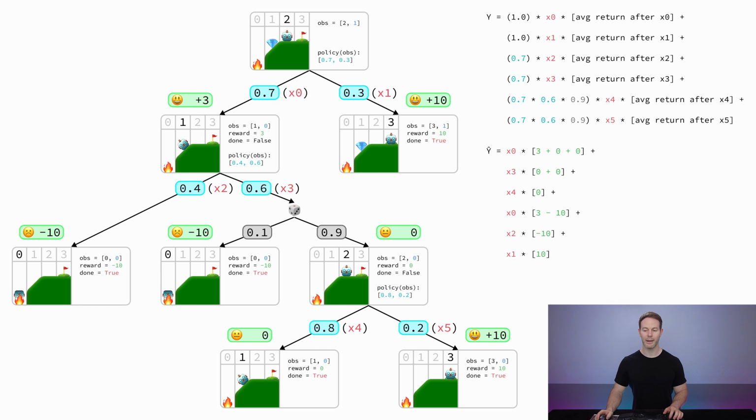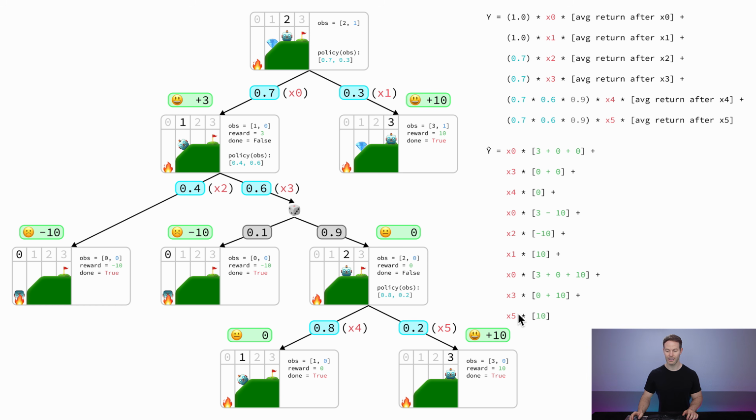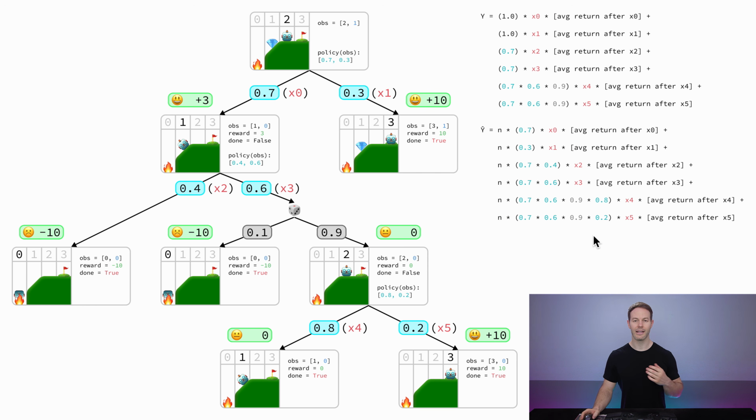Let's say we sample another episode where we just go right here. So that's x1 plus 10. Sample one more episode here, x0, x3, and x5. So we're going to go along this path, x0, x3, x5, and add those values to the sum. Now, what would this sum come out to be on average if we sampled a large number of episodes? Let's just say n episodes. And it turns out that on average, this sum would come out to this value.